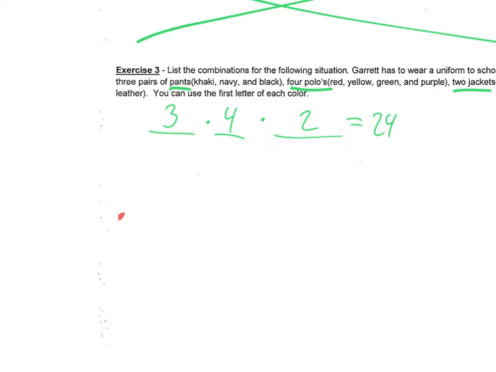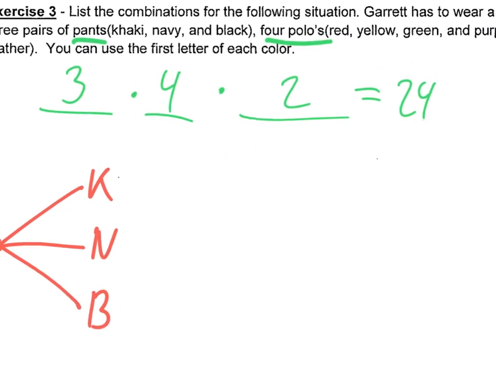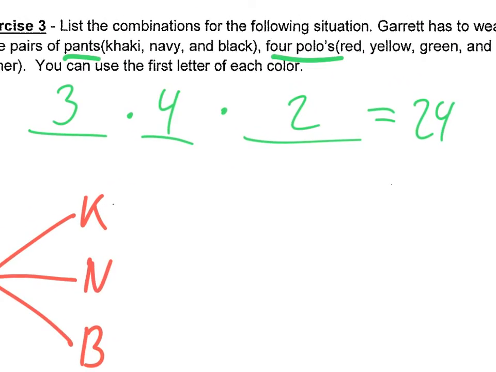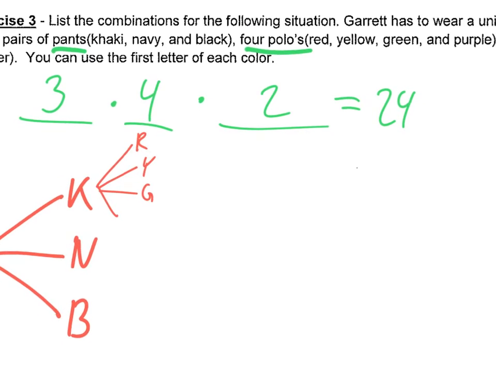So here's my starting point. I have 3 pairs of pants to pick from. I can either have my khakis, my navies, or my black ones. From each pair of pants, I have 4 different shirts to consider. So from the khakis, I could wear red, I could wear that yellow polo, green, or I could wear purple.